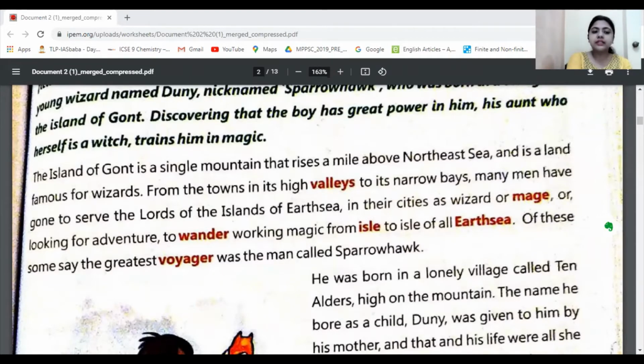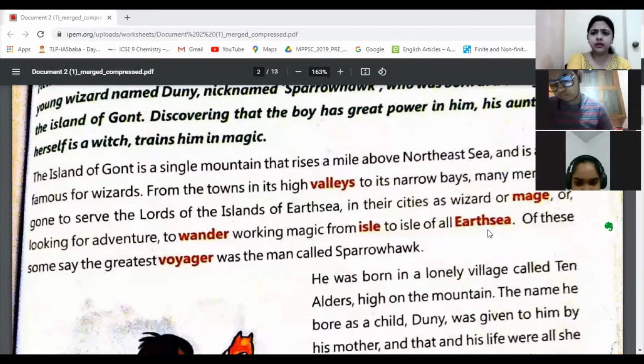Okay, so of these, some say the greatest voyager, that means Duni, also from the island of Gaunt, had gone to the different islands of Earthsea. And the greatest voyager of all these people who had been to the different islands of Earthsea was Sparrowhawk. Sparrowhawk was nobody but Duni only. All right. So that was how he became the greatest voyager. Voyager means one who sets out on an expedition to some distant place. All right.